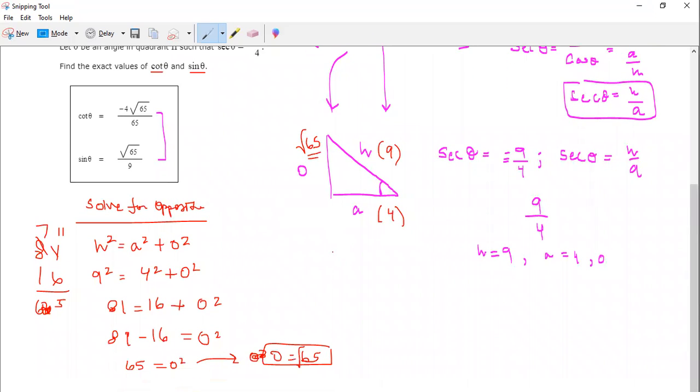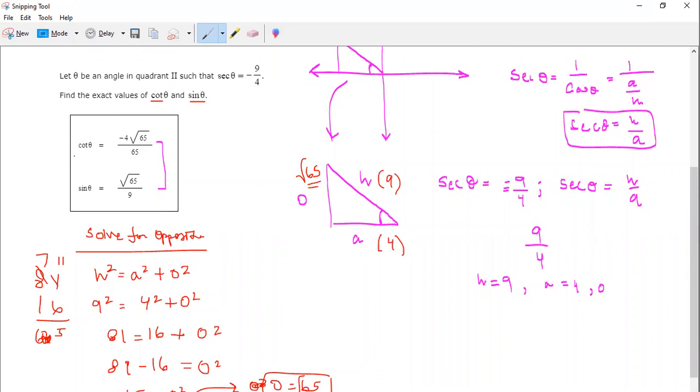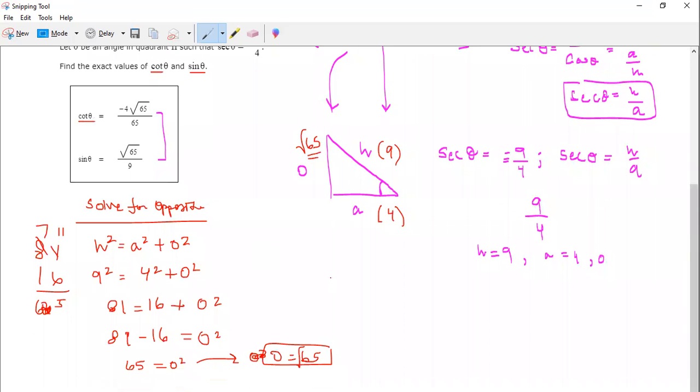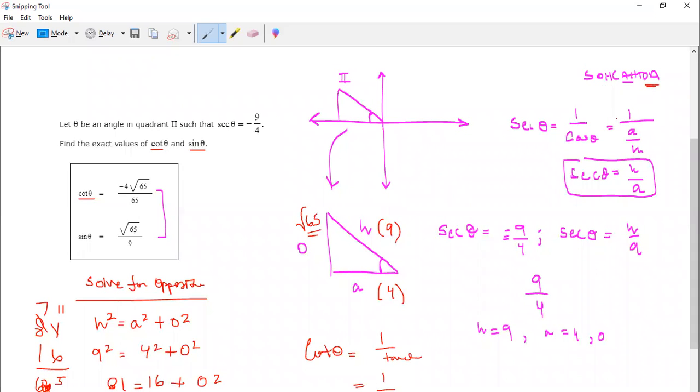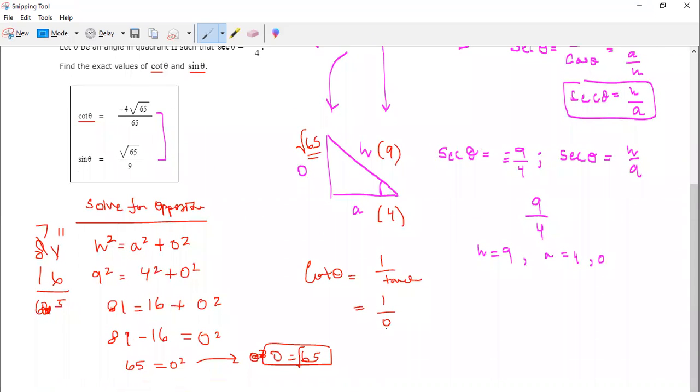And the idea now is to recognize that the cotangent, right? So we're looking for the cotangent. The cotangent of theta is just 1 over the tangent of theta, which is the same thing as saying 1 over O over A, right? O over A, which is, of course, the same thing as saying A over O.